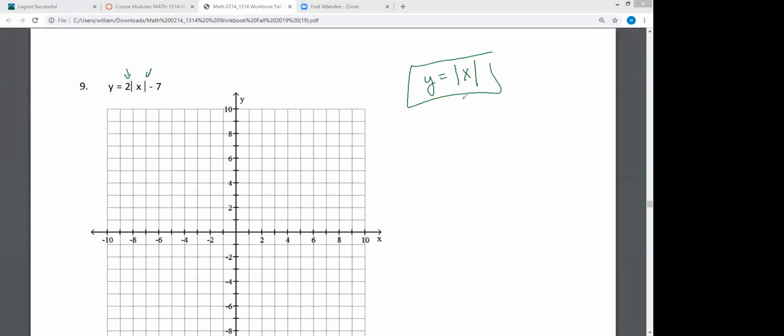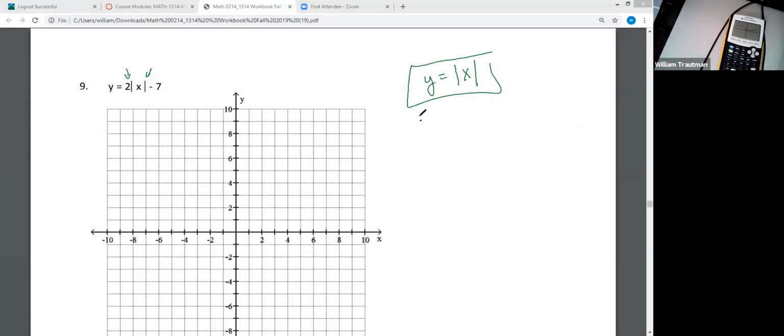The absolute value. Yeah, they're the absolute value. Thank you. I just want to make sure you guys are awake. They're the absolute value function. Okay, so it's an absolute value function. The absolute value function, let me just draw the graph and show you what it looks like.